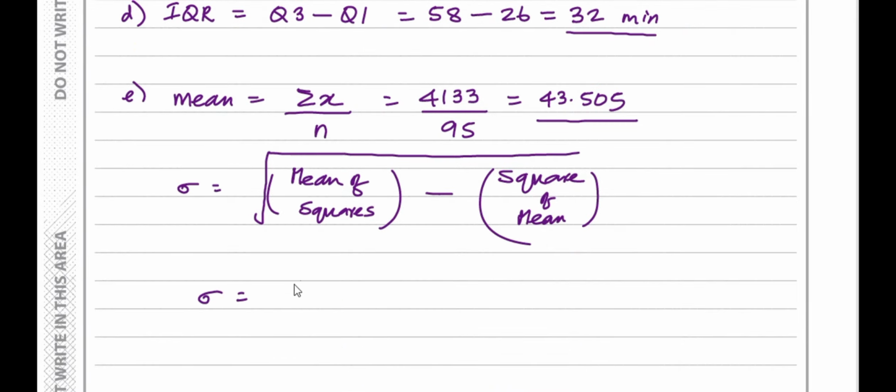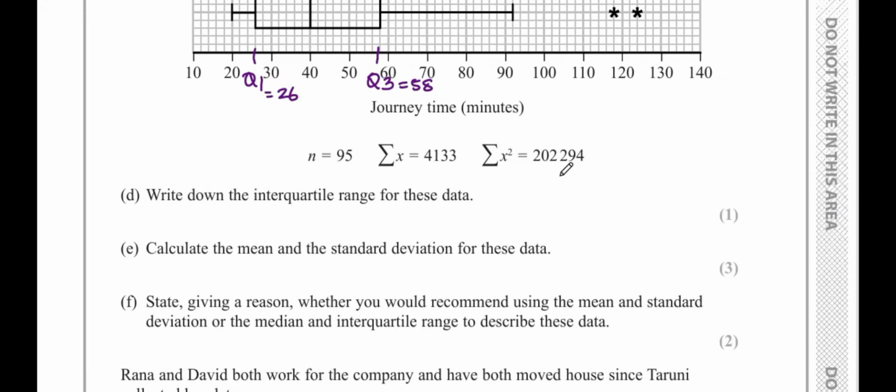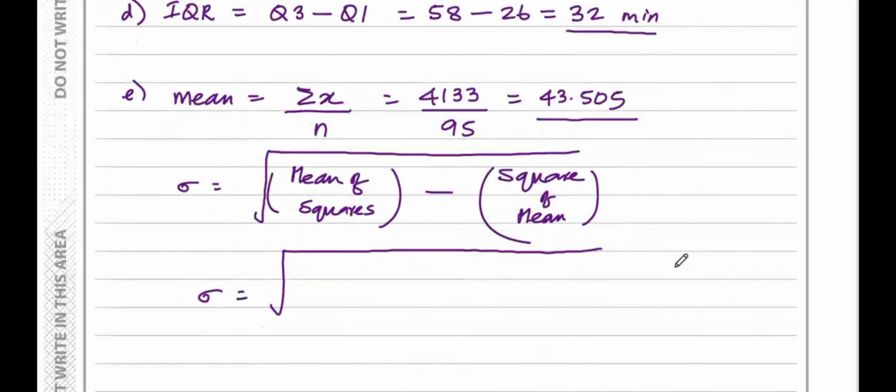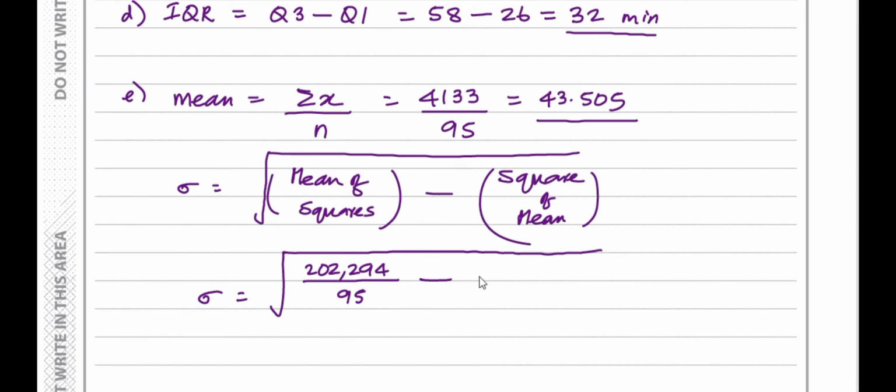So standard deviation is equal to the square root of, let's look at the squares here. The sum of the squares is 202,294. 202,294 divided by the total frequency, which is 95, minus the square of the mean. We already calculated the mean here, we just need to square it. 43.505 squared is equal to 15.38588, etc. But that's fine.